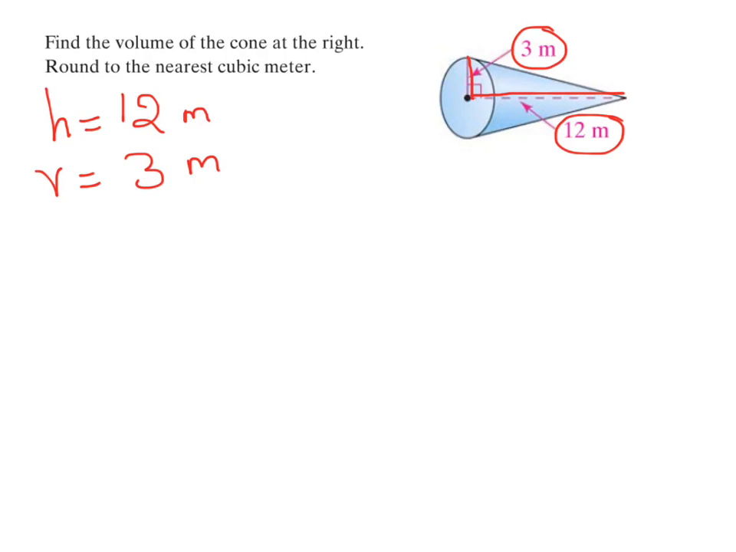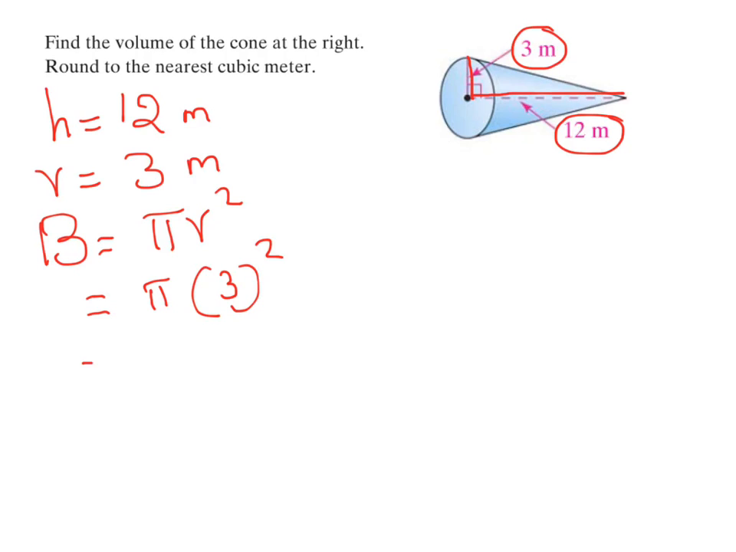What is the shape of the base of the cone? It is a circle. And what is the formula to find the area of a circle? It's pi r squared, which is going to be pi times 3 squared, which is equal to 9 pi.